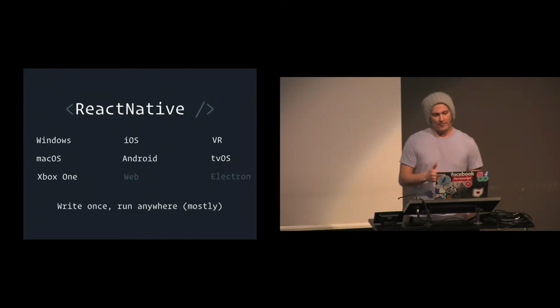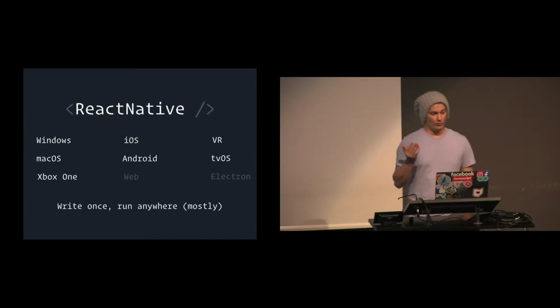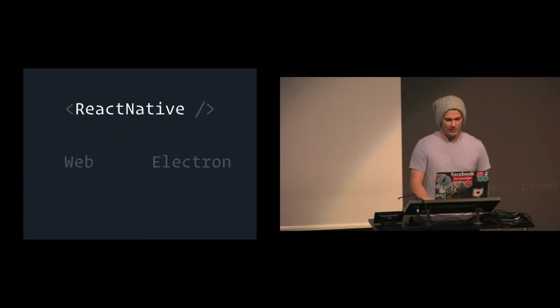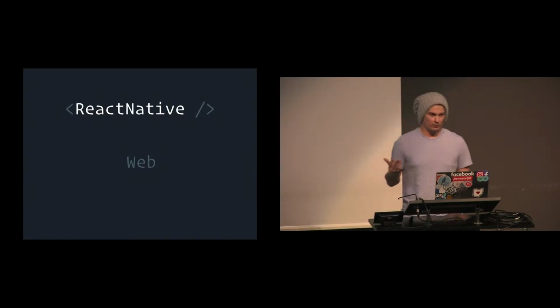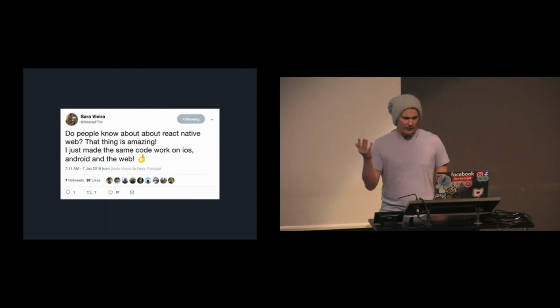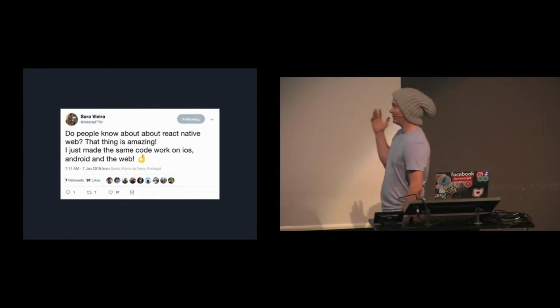But two of the platforms that we saw earlier are not listed here. So like web and Electron, you can't share code between these different apps. So we have write once, run anywhere mostly, but not entirely. And if you look at the two that are not supported, they're really one. They're really both web. When you write an Electron app, you're writing a web app. So let's talk about writing React Native on web. So Sarah, who's here, had this great tweet. Do people know about React Native Web? It is amazing. And I agree, and we're going to talk about it today.